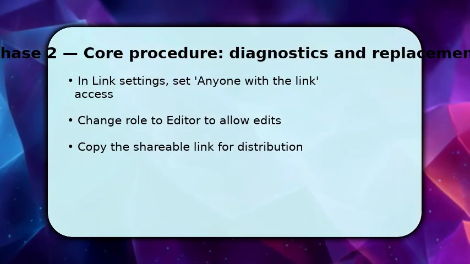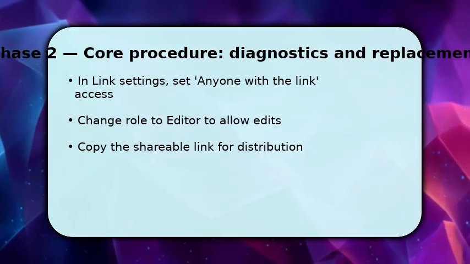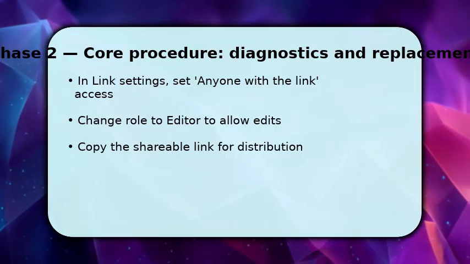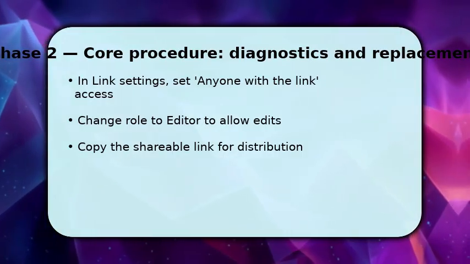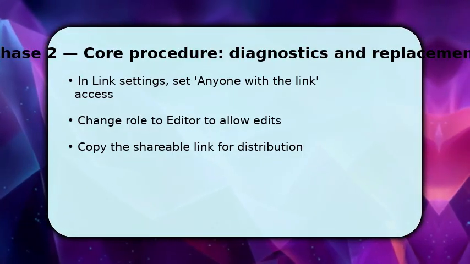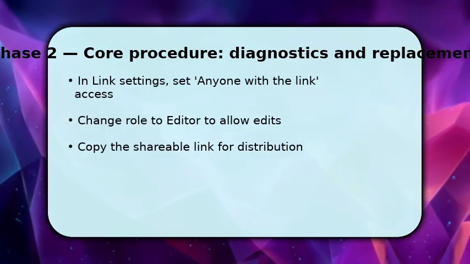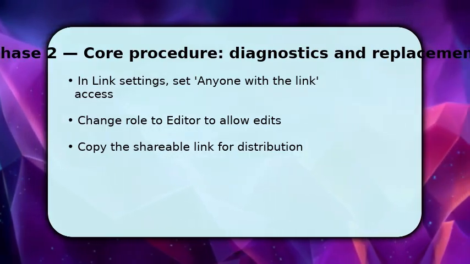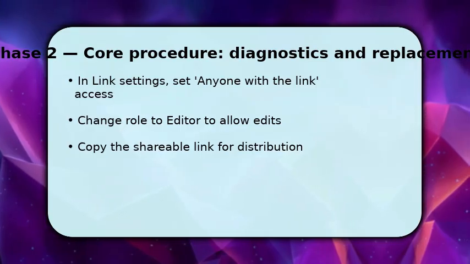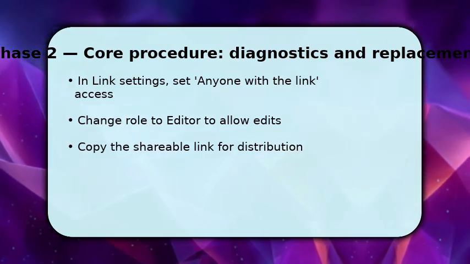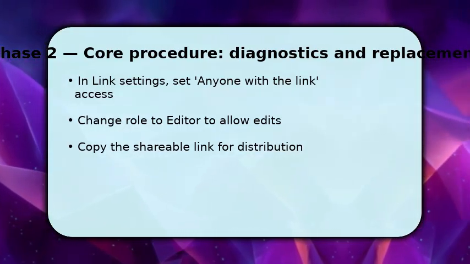Once you have the Share dialog open, click where it says Restricted and select anyone with the link. This allows public access without sign-in if needed. Next, change the role from viewer or commenter to editor so people can make changes. That's the core action. After selecting editor, copy the shareable link shown. You'll use this to distribute the sheet.